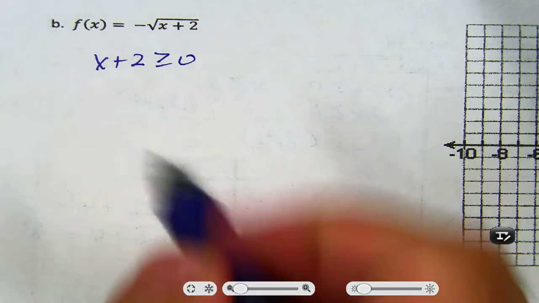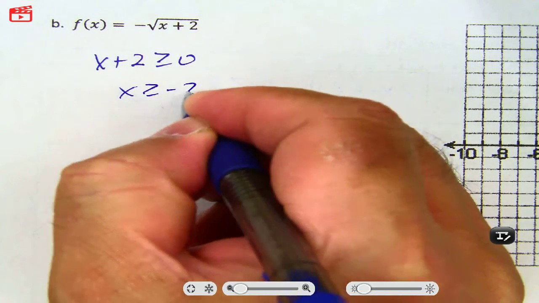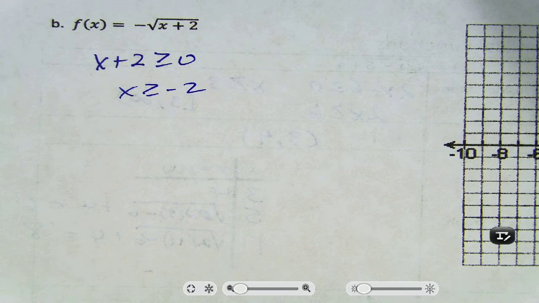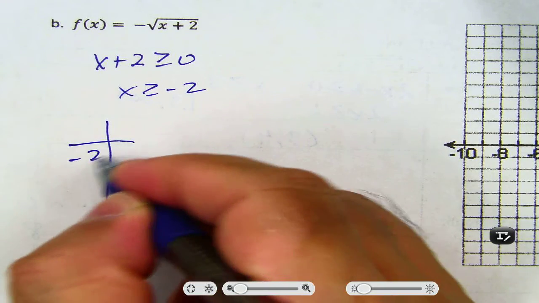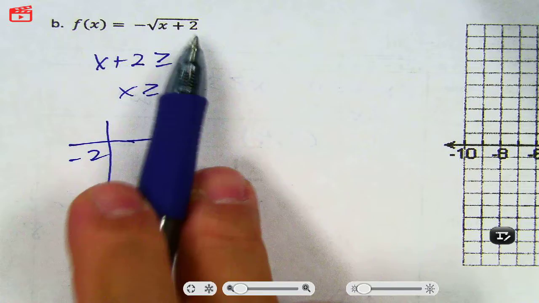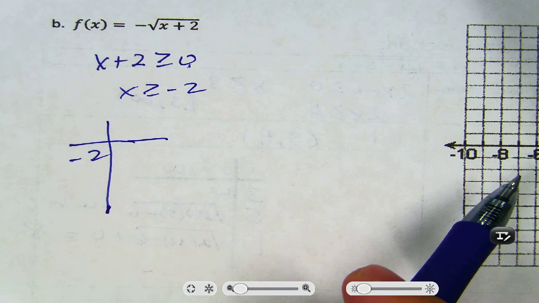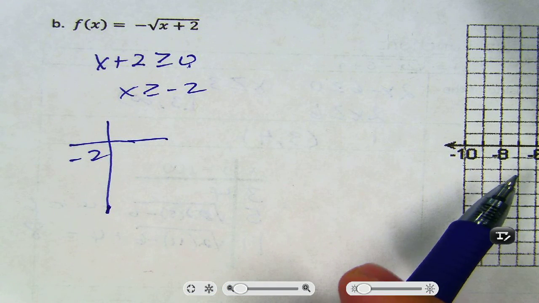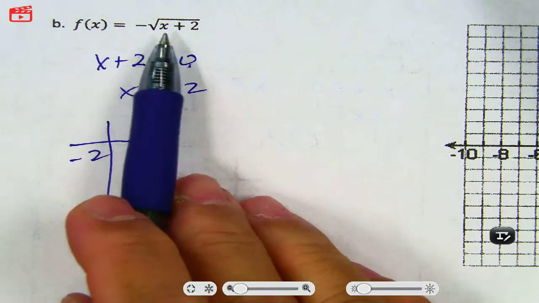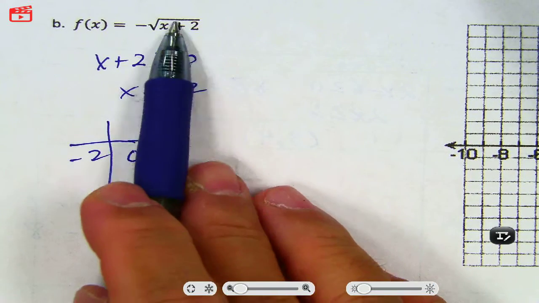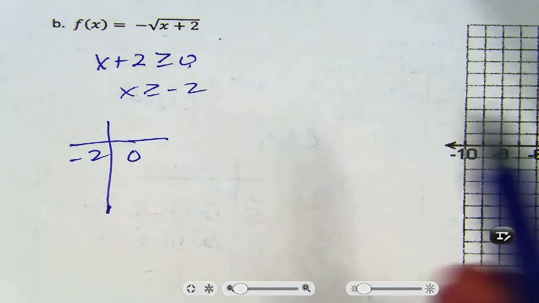Alright, so this becomes x is greater than or equal to negative 2. So that's my starting point, negative 2. If I plug in negative 2, what do I get? 0, right? Negative 2 plus 2 is 0. Square root of 0 is 0. The opposite of 0 is 0.